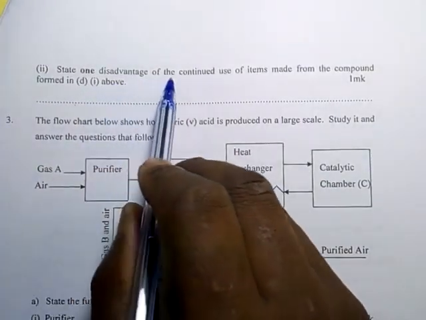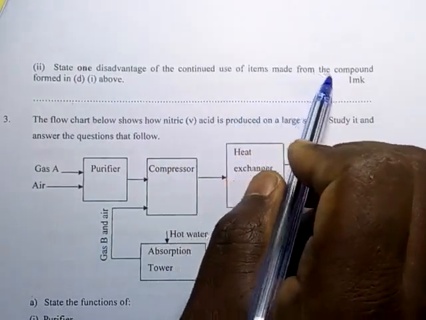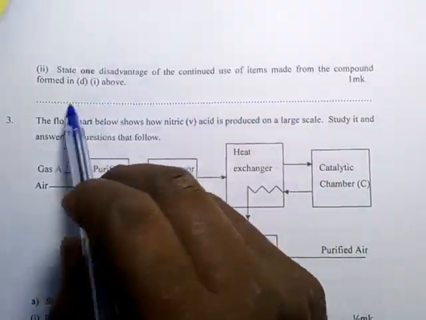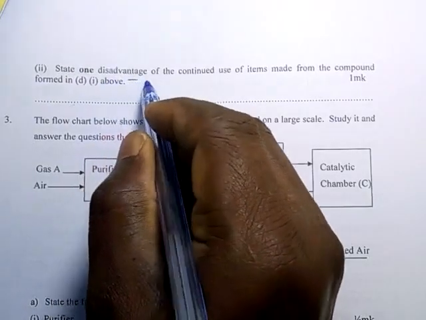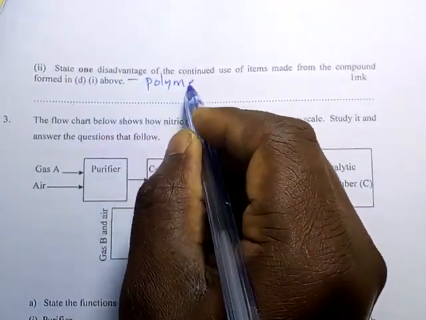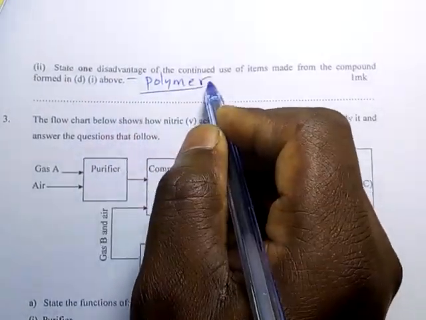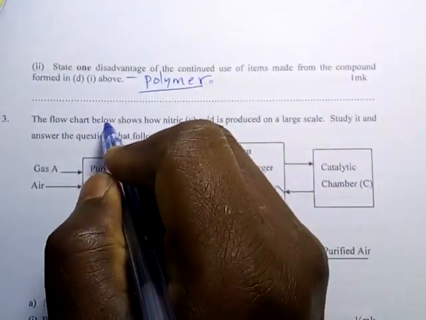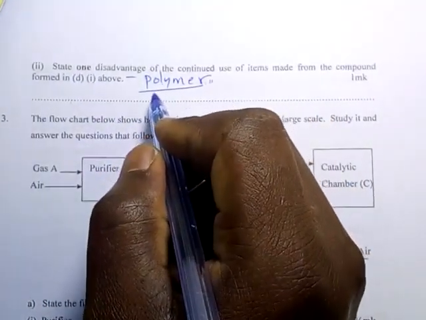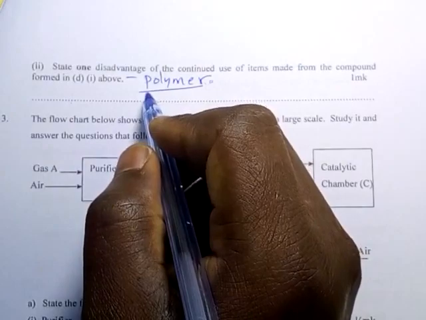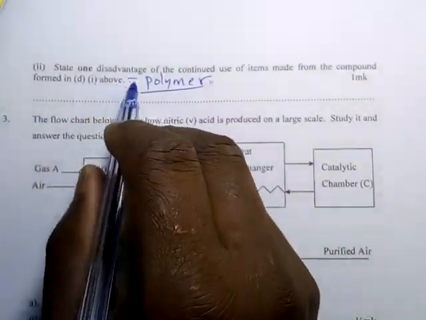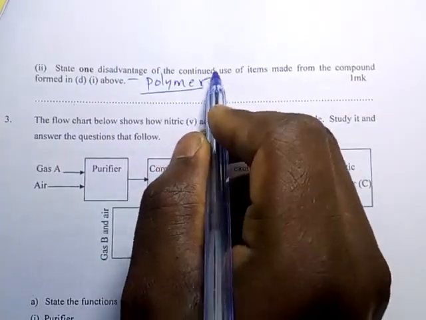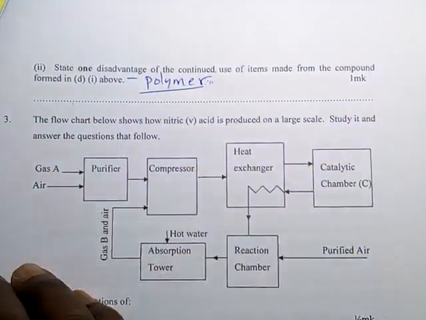State one disadvantage of continued use of items made from the compound formed in D above. The compound formed in D Roman 1 is a polymer. What are the effects of polymers? Polymers cause pollution. The compounds formed there are called polymers, and they cause pollution. Why? Because they are non-biodegradable.